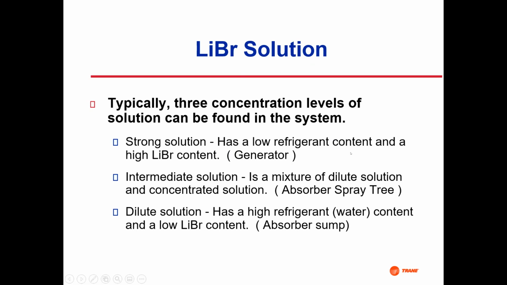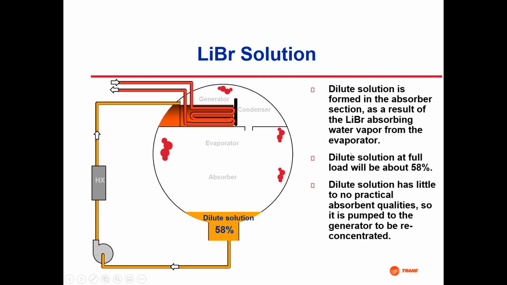Let's get to the absorber spray tree, which sprays out in the absorber to promote the water combining back into solution with the lithium bromide. And that's where that heat is given off. And then dilute solution, that's what gets pumped back up to the generator. That's where we have put all the water that we can get back into the lithium bromide, and that's in the absorber sump.